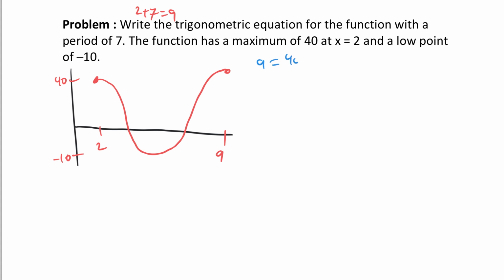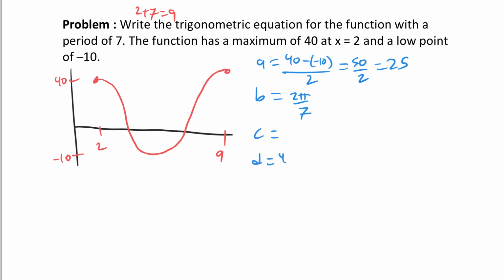We do top minus bottom over 2. So 50 over 2, 25. B, they literally give us the period, so 2 pi over 7. C, we'll come back to C. And D will be 40 plus -10, so that should be 30 over 2, so 15.